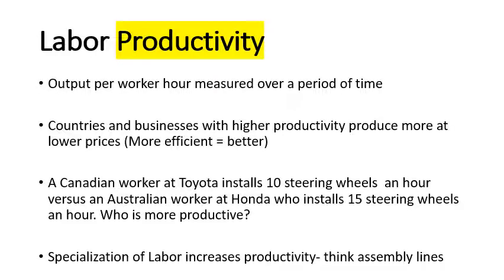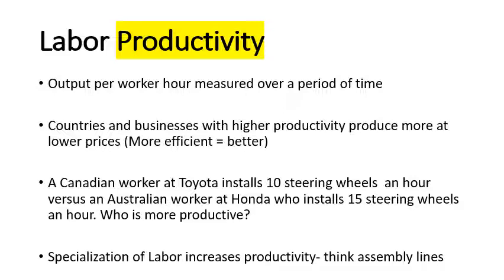So our first economic measure is labor productivity. Now, productivity is one of the vocab words for your vocabulary quiz. Labor productivity means it's the output per worker hour measured over a period of time. So how much of something is a worker producing per hour over a set period of time? Maybe they're only looking at 1 hour. Maybe somebody's measuring productivity over the course of a day. Maybe it's over the course of a month. Okay, it doesn't really matter how long the period of time is. It's just that it's a set period of time.